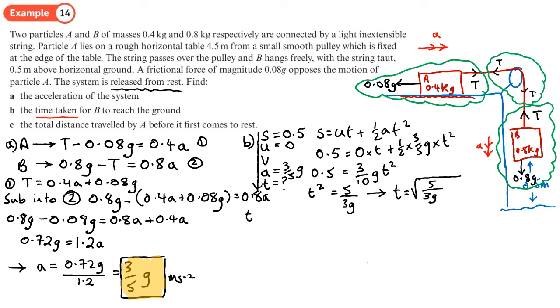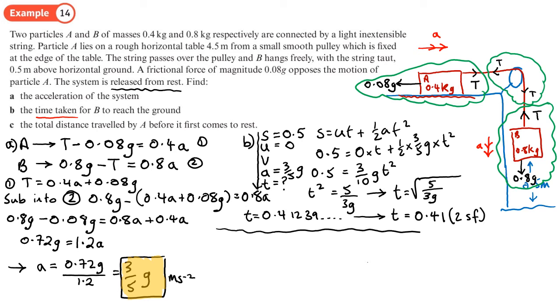So t is 0.41239, and so on. We need to give it to two or three significant figures. So t equals 0.41, two significant figures, or three significant figures. Okay, moving on then to part C. We want to find the total distance travelled by A before it comes to rest.